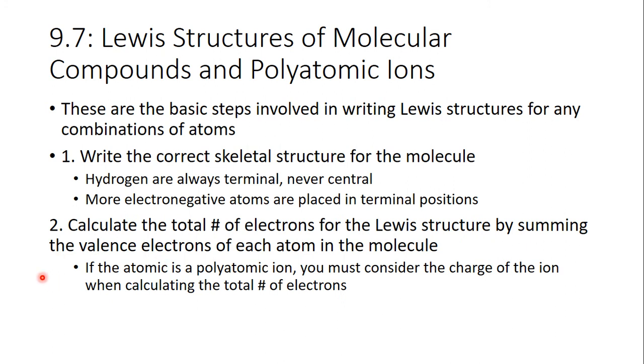Then you calculate the total number of electrons of the Lewis structure by adding the valence electrons for each atom in the molecule. And if you're dealing with ions, you consider the charge of the ion as well. So if you have a negative ion, you add an electron. If you have a positive ion, you subtract electrons.